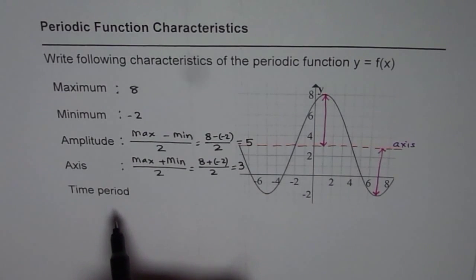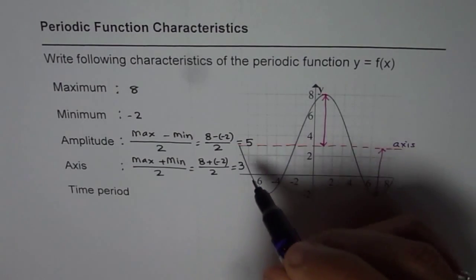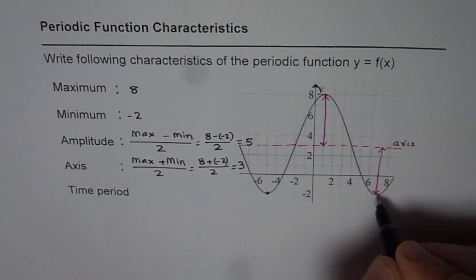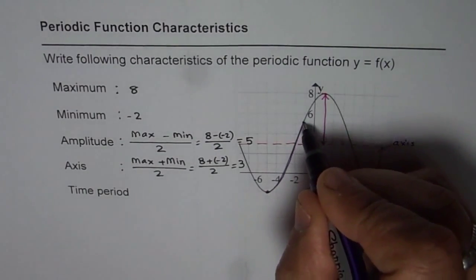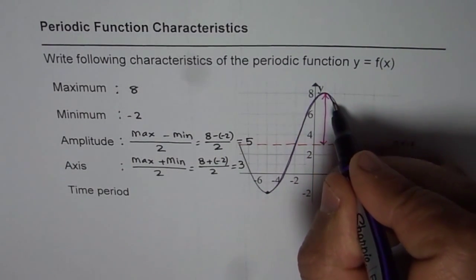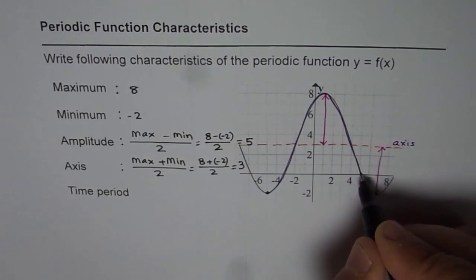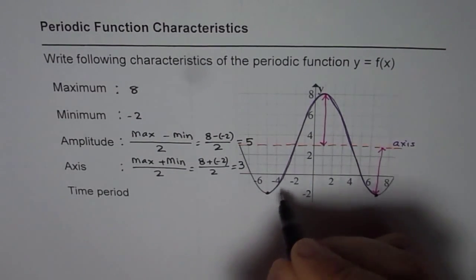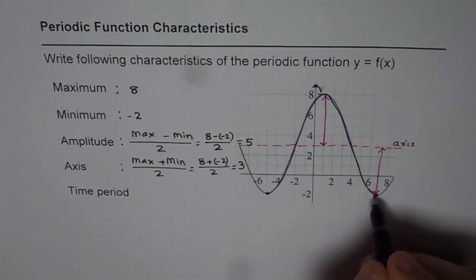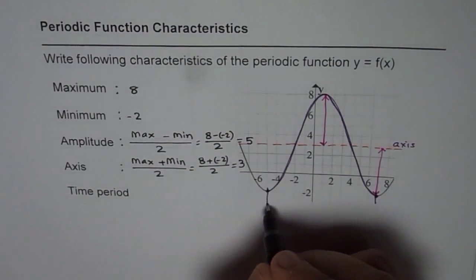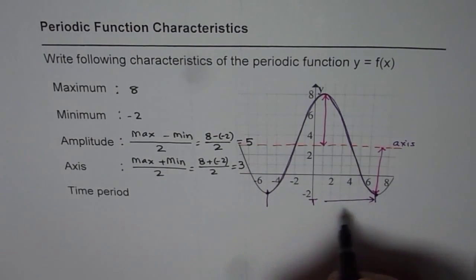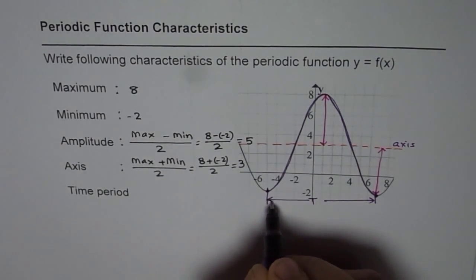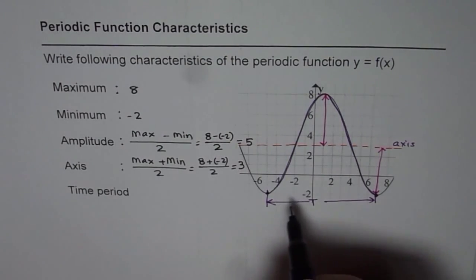Now let's look into time period. To find time period, we have to see what pattern repeats, and what we find here is that the pattern from this point repeats. So this is the cycle of your graph. So this is one cycle, right? This one cycle repeats after so much of duration, and that duration is the time period. This is the time period. So after that it repeats. So how much is that?